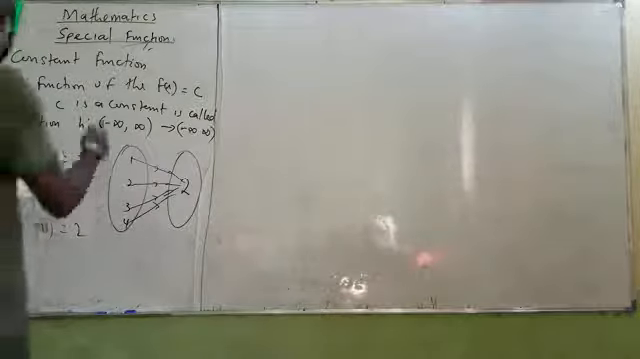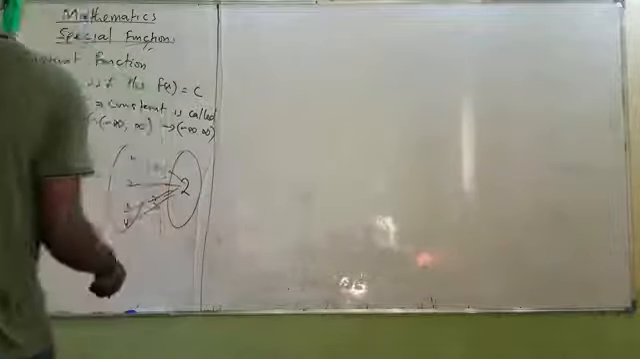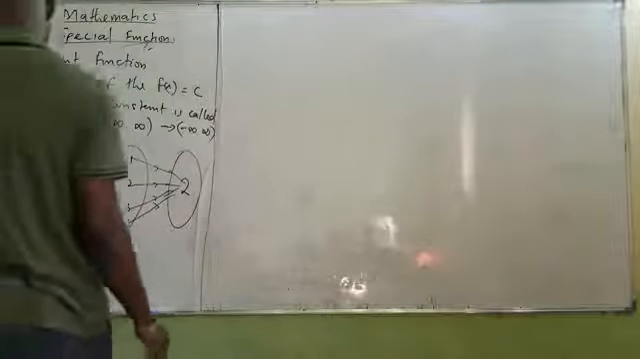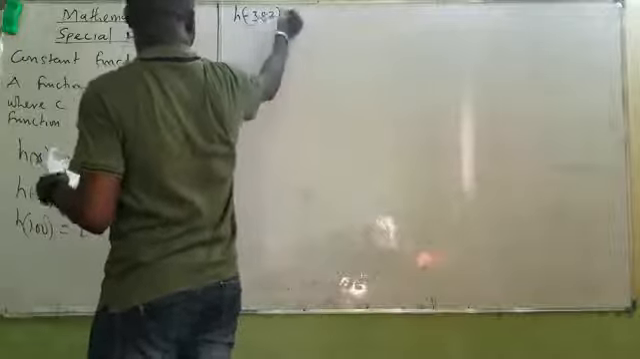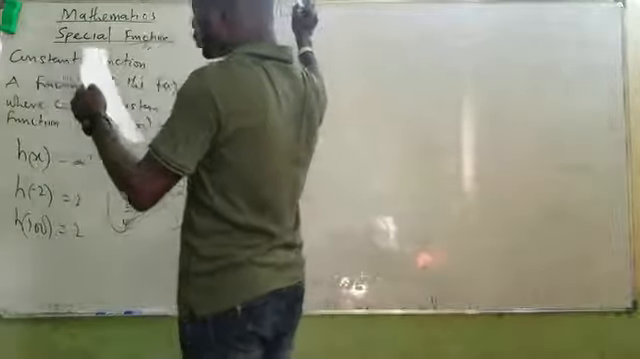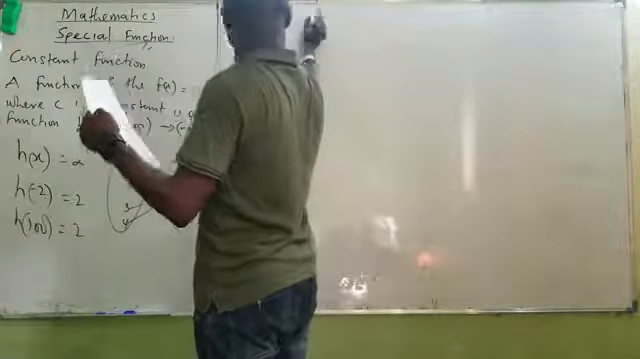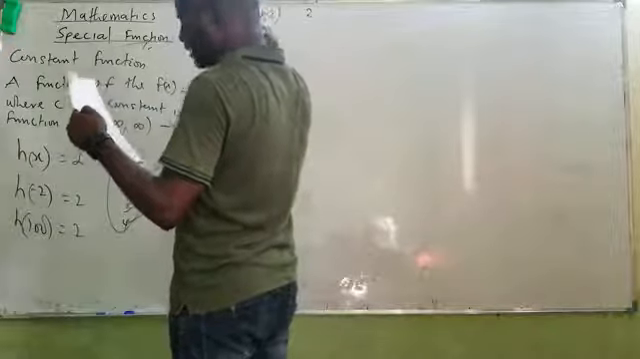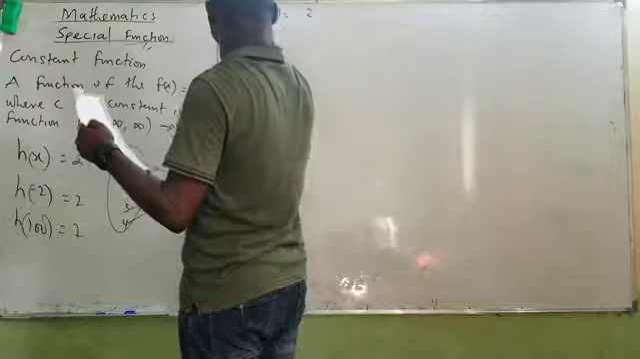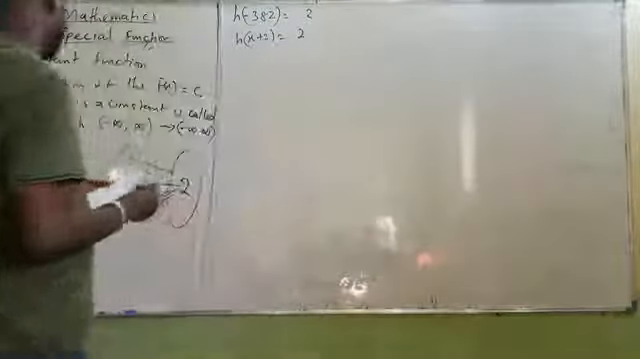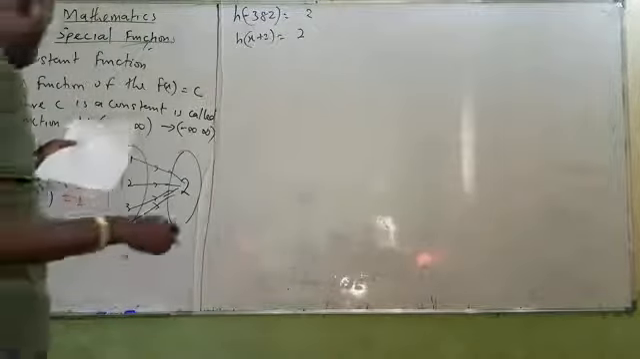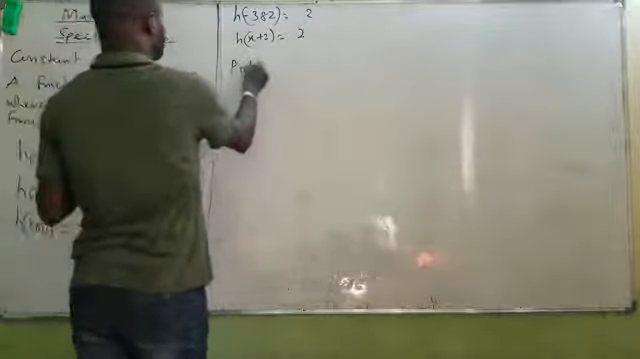Now, I think I've given you a very good example of a constant function. For instance, if I have f of minus 382, it will also be 2. f of x plus 2 will also remain 2. That is a very good example of a constant function. Now, let's move on to what is called the polynomial function.